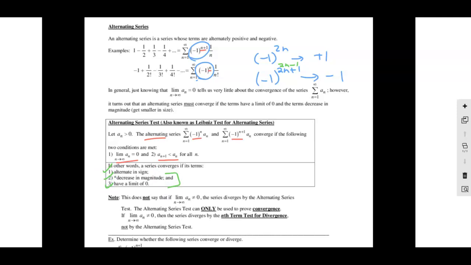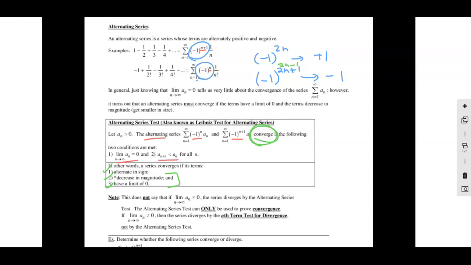But the way that you can remember the alternating series test, there are really only these 3 things you need to remember. They must alternate in sign, they must decrease in magnitude, and they have to have a limit equal to 0. And if you meet those 3 things: alternate in sign, check. Decrease in magnitude, check. Limit is equal to 0, check. If you get check, check, check, you just know that the alternating series is going to converge.